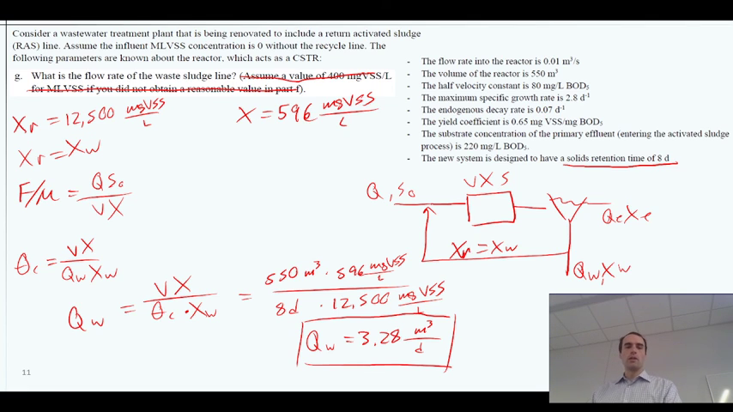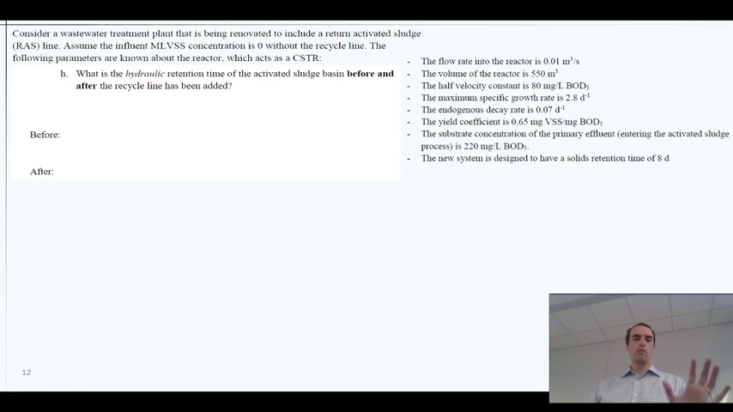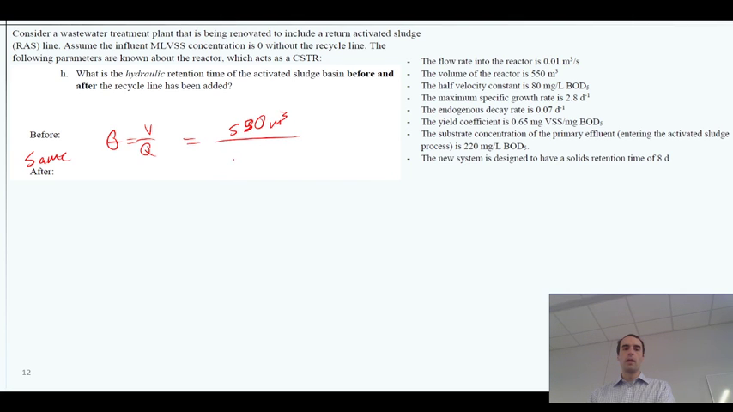All right. So the last little bit of this problem was a hydraulic retention time problem. This is just real quick. Theta is V over Q, and it's going to be the same before and after because we said that the clarifier is not changing anything. The recycle line doesn't matter. We draw the control boundary outside of it. And so that's literally just that 550 cubic meters divided by 0.01 cubic meters per second.